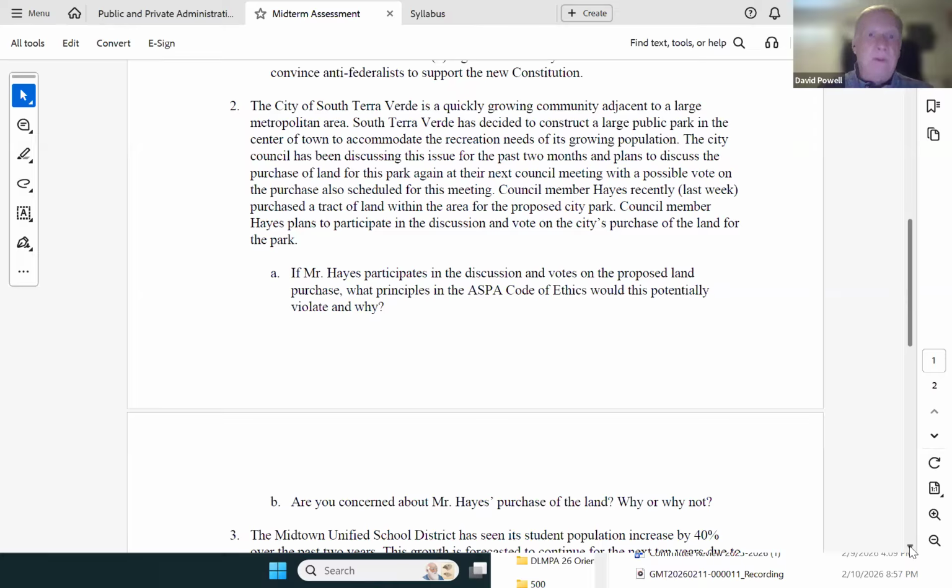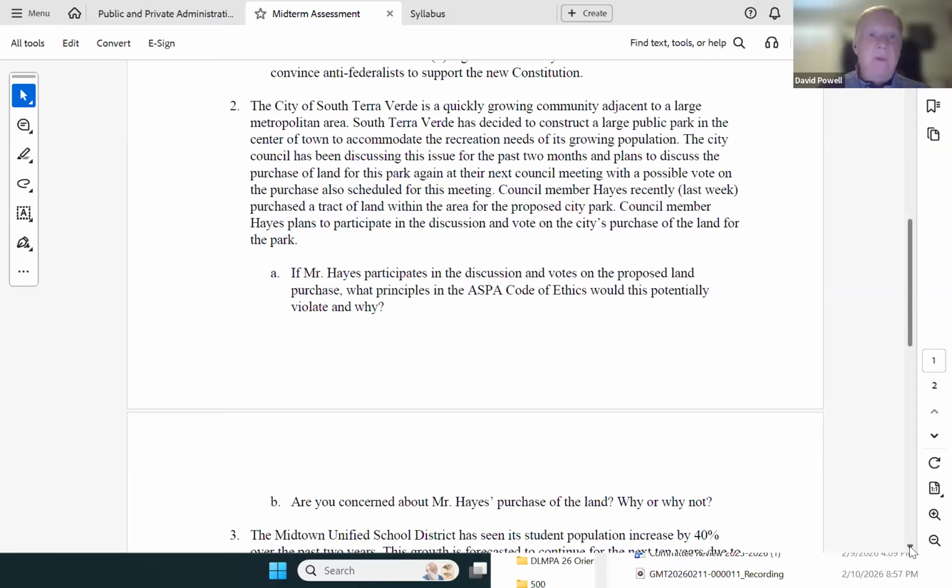The city council has been discussing this issue for the past 2 months and plans to discuss the purchase of land for this park again at their next council meeting, with a possible vote on the purchase also scheduled for this meeting. So they have agendized this discussion and a vote for their next meeting. Council member Hayes recently, as of last week, purchased a tract of land within the area for the proposed city park. Councilmember Hayes plans to participate in the discussion and vote on the city's purchase of the land for the park. So he plans to not only participate in the discussion, but also participate in the vote.